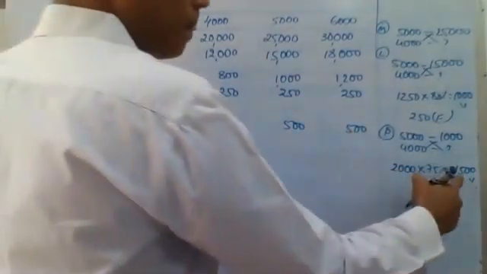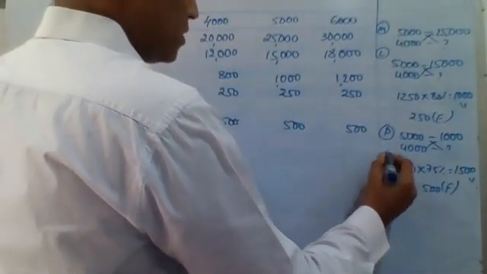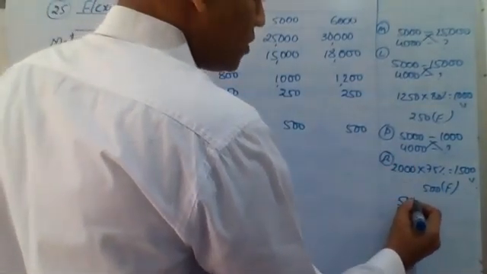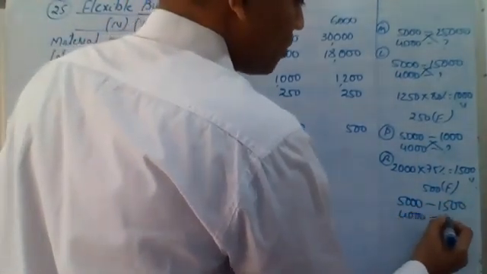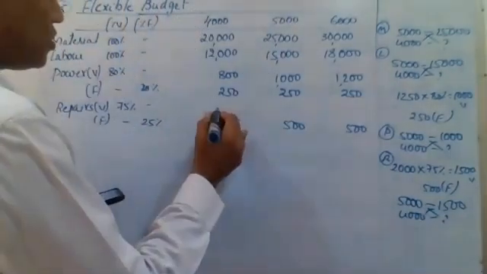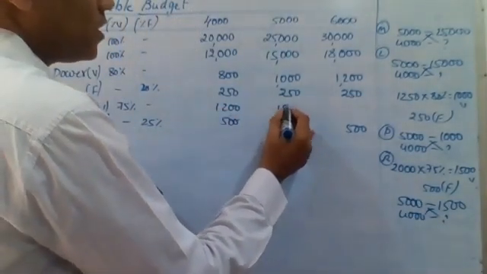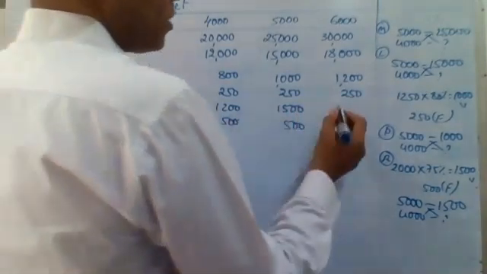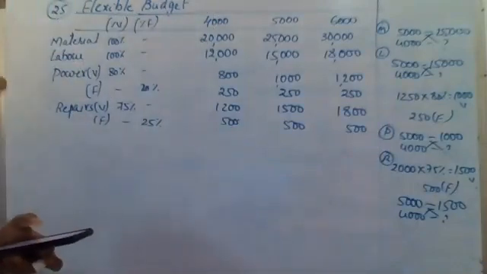What about variable? So this is your repairs. For 5000 units, if it is 1500, for 4000 units, how much? Cross multiplication should give you 1200 here. It is 1500 at 5000 units, so it will be 1800 at 6000 units. You can calculate that part.